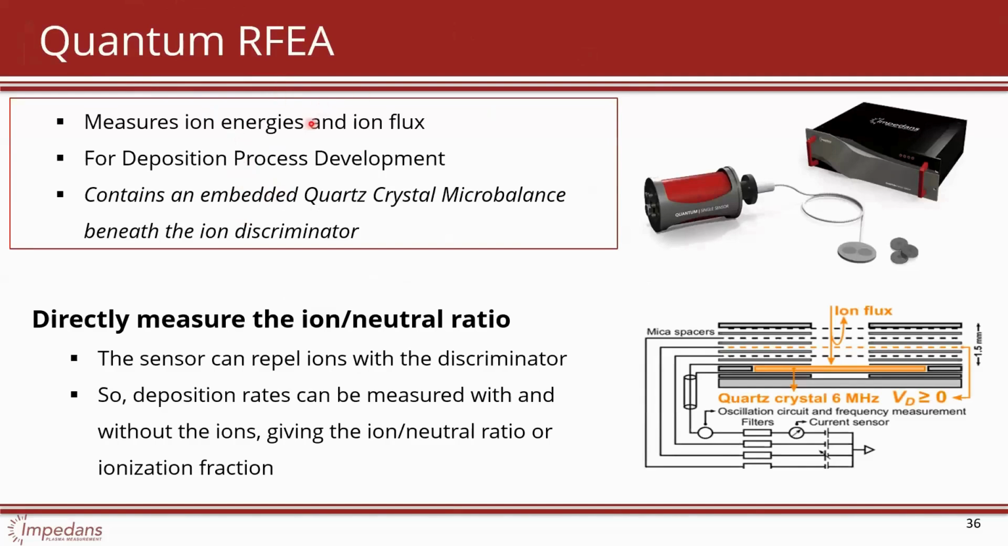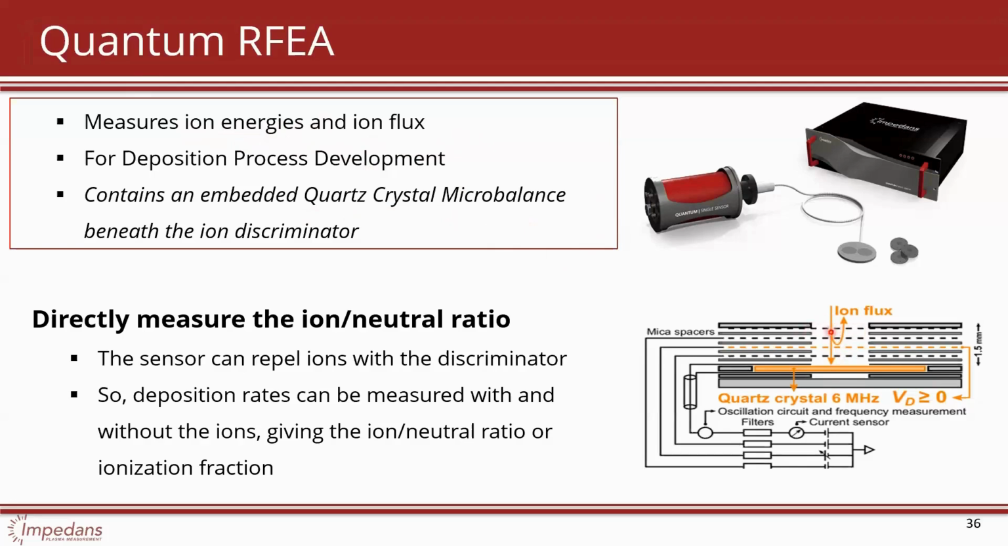So we have this system called the Quantum, which measures ion energy and ion flux. It measures time averaged. It doesn't measure time resolved, just so you know, in this case. So it can take a measurement like once a second, let's say, for ion energies and ion flux. But it additionally has an embedded quartz crystal microbalance underneath the grids.